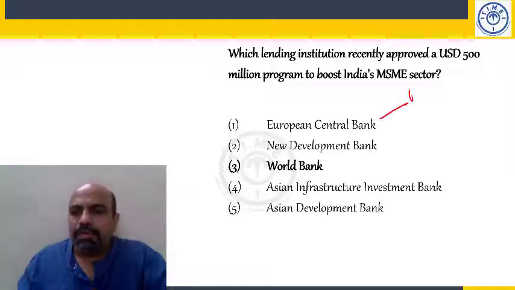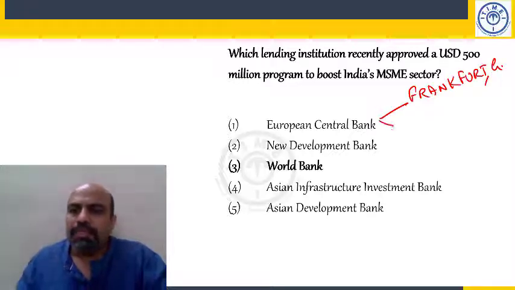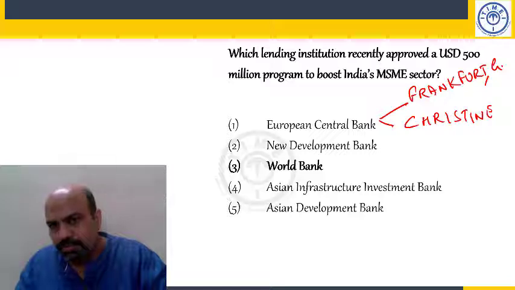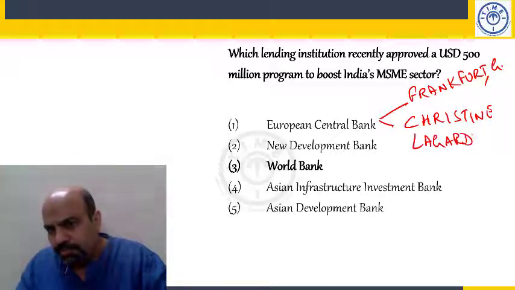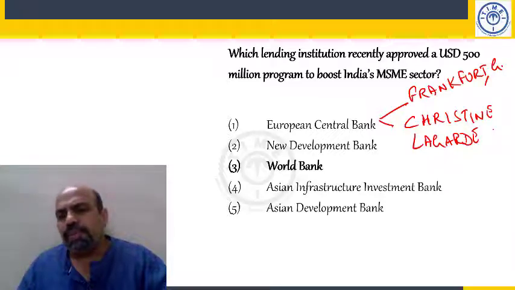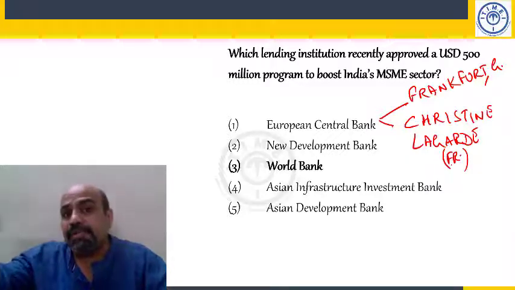European Central Bank, headquartered in Frankfurt, Germany. Its president is Christine Lagarde. That's the European Central Bank president. She's from France. You can recollect her name with regard to the IMF. She's the ex-MD of the IMF.